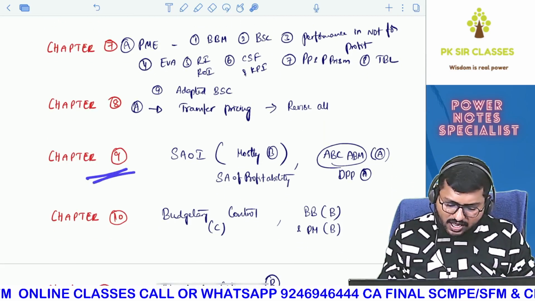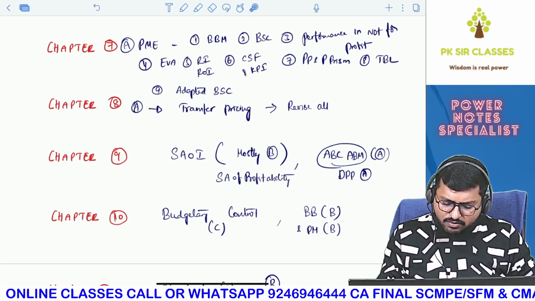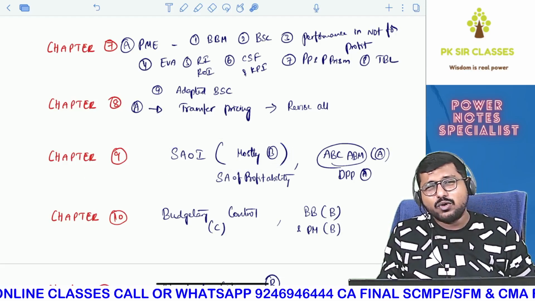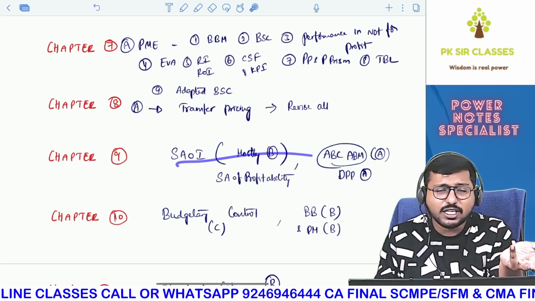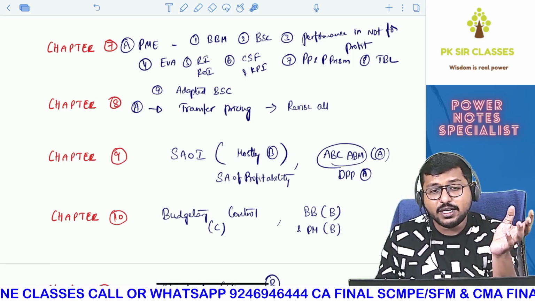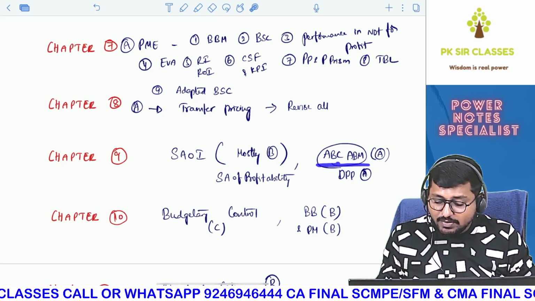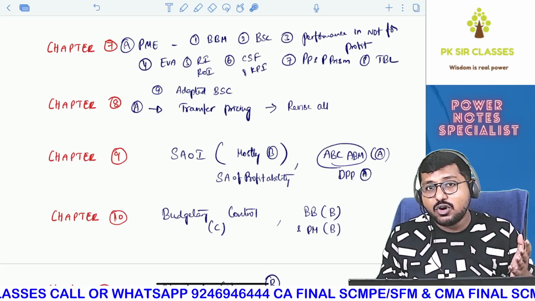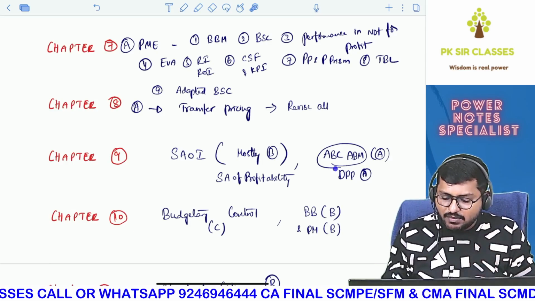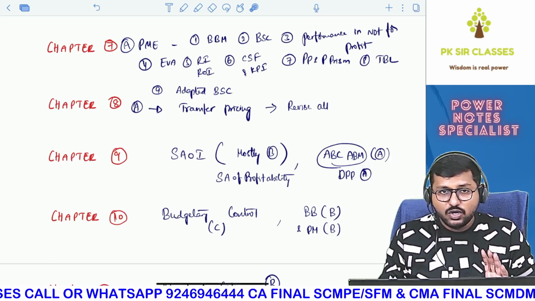Next, chapter 9. Mostly this chapter belongs to B category, SAOA. Right from the beginning, this is a B category chapter only. Strategic analysis of operating income. But the entire chapter is not B. In that, you have got ABC and ABM. Activity-based costing and activity-based cost management. That belongs to A category. Don't miss it. Don't skip it.